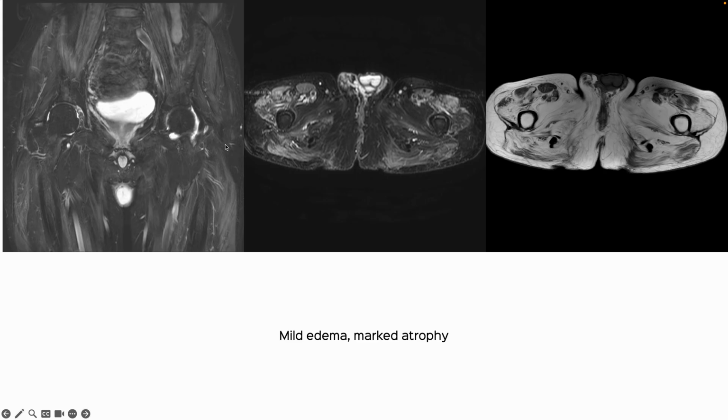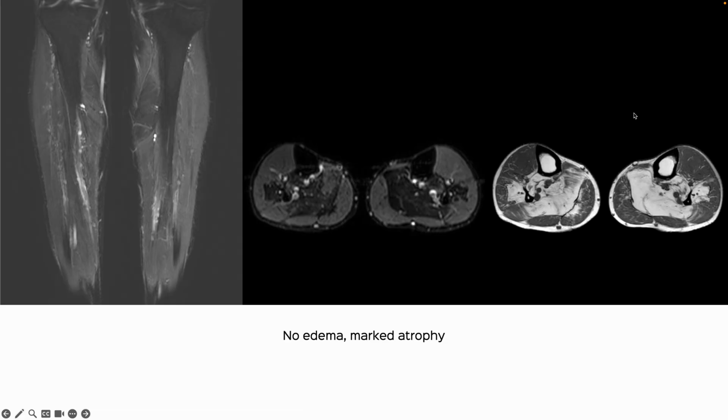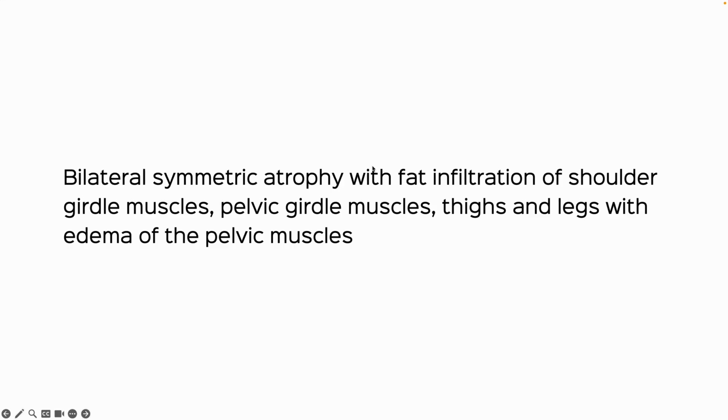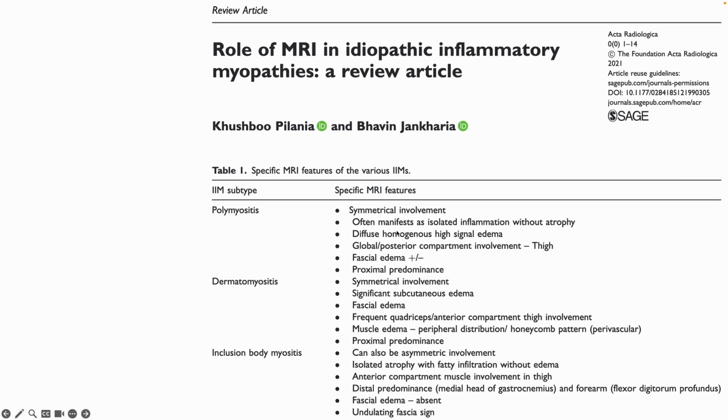The pelvic muscles show edema, but there's profound atrophy of the anterior compartment and the gluteal muscles with marked fat infiltration. The leg muscles do not show edema, but again, the deeper compartment muscles show symmetric atrophy and fat infiltration. So, this is the finding: bilateral symmetric atrophy, fat infiltration of the shoulder, pelvic girdle muscles, etc.